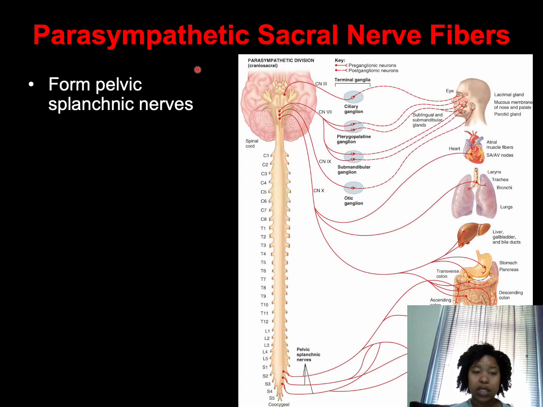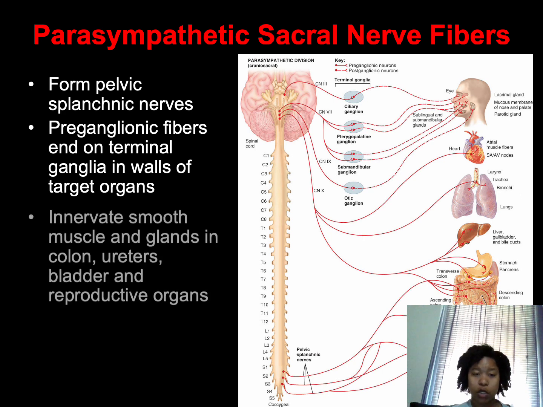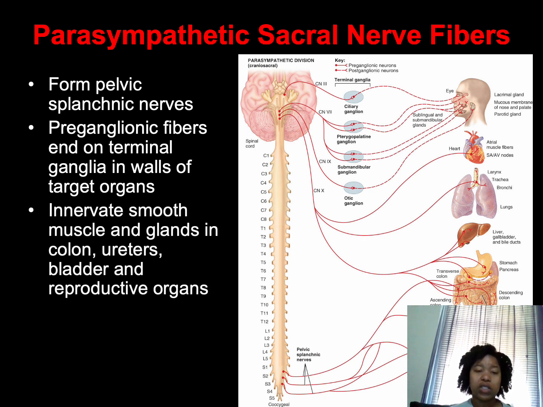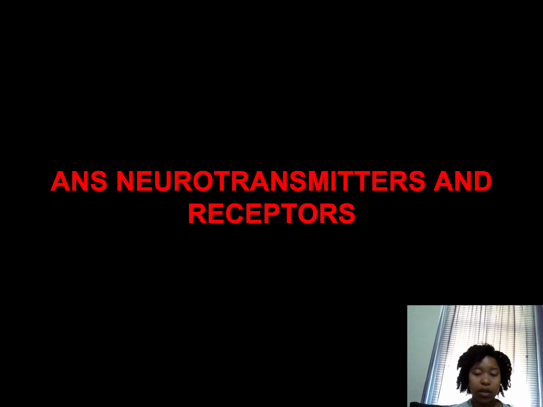The parasympathetic sacral fibers form the pelvic splanchnic nerves. So you can see those here, they're pelvic splanchnic nerves. The preganglionic fibers will end on terminal ganglia in the walls of the target organs, like we discussed before. So this innervates smooth muscle and glands in the colon, ureters, the bladder, and reproductive organs. So all of that is going into your parasympathetic and your sympathetic branches of your autonomic nervous system.